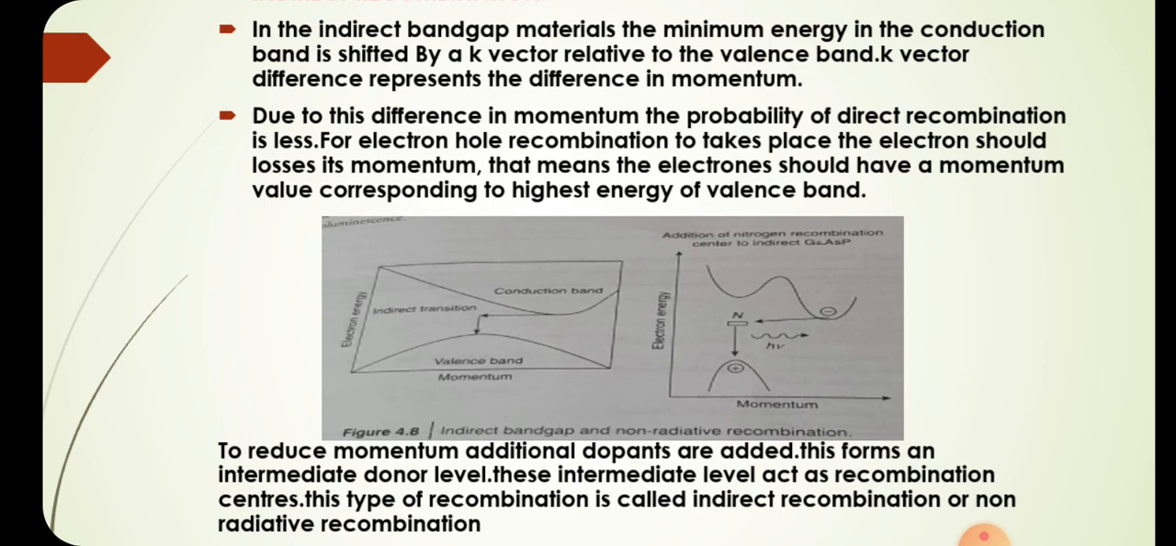So this structure minimizes the possibility of direct recombination. And here also the photon emission will take place if and only if there is a movement of electrons from the intermediate energy level to the valence band. So this is all about indirect recombination, and in the case of indirect recombination it is also called non-radiative recombination.